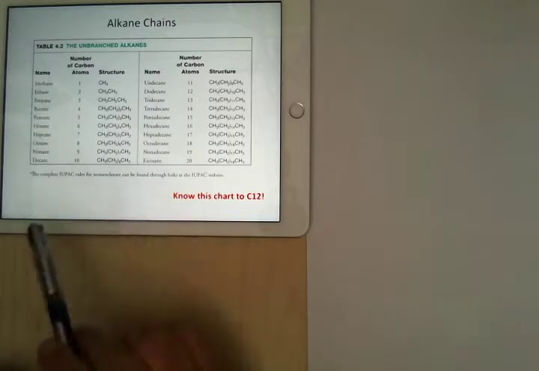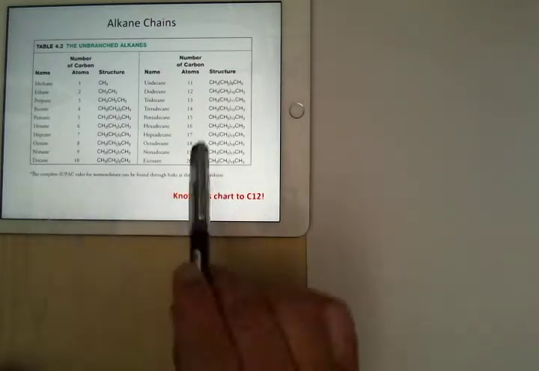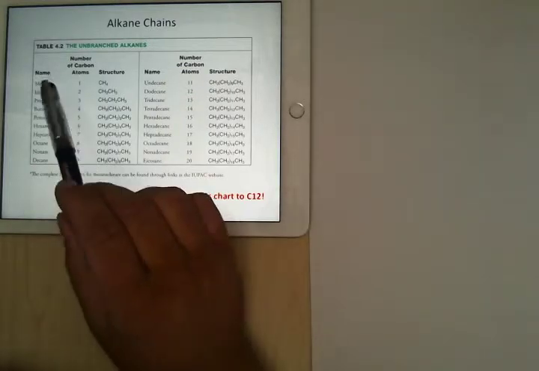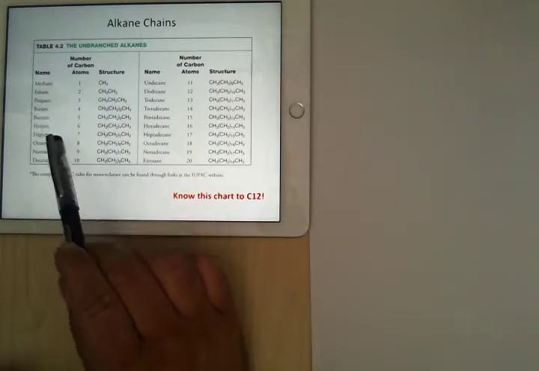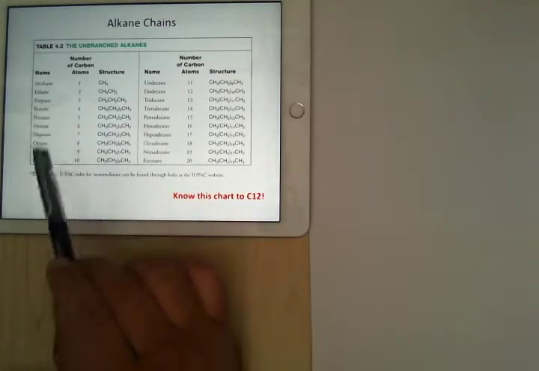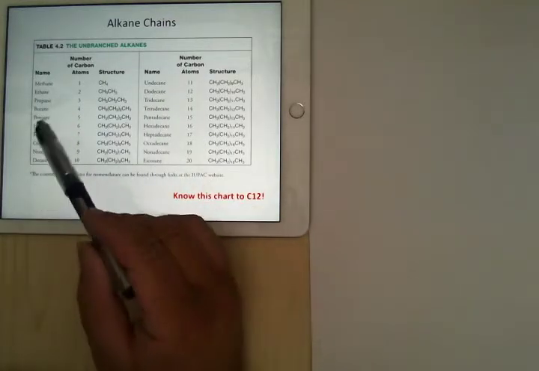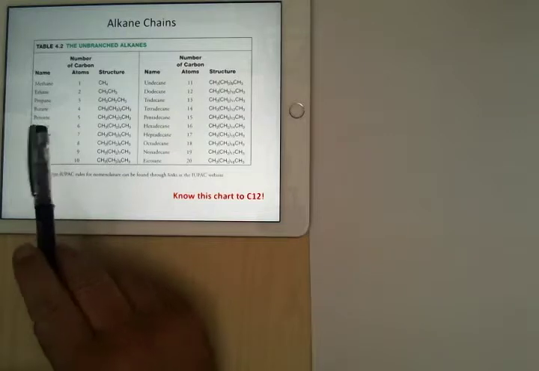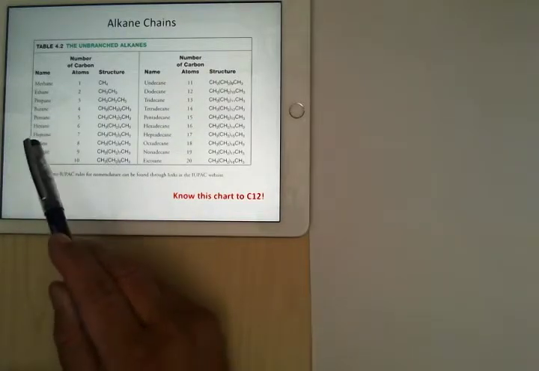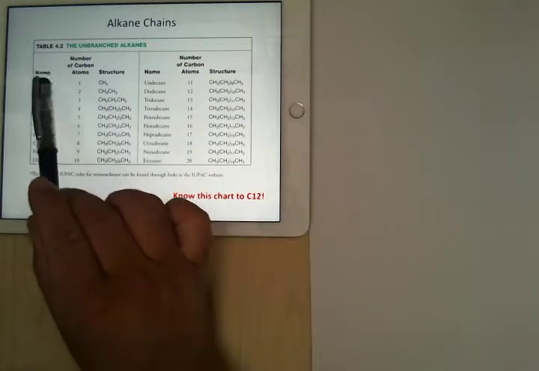Okay, so you're going to need to know this chart. I usually typically go just up to 12 carbons long, but know that methane, ethane, propane, butane, those 4 are a little bit weird, and we'll talk about that in a second. From 5 to 12, it's actually just a more traditional naming, right? Prefixes: pent for 5, hex for 6, hept for 7, and so on.